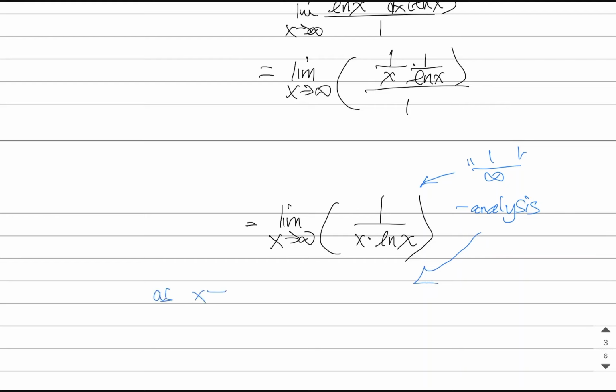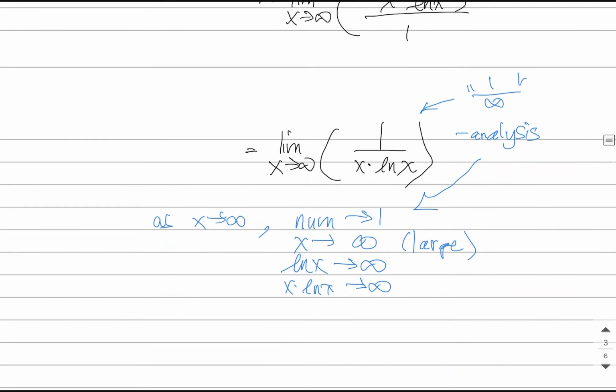And what I mean by that is as x goes to infinity, the numerator goes to 1, x goes to infinity, natural log of x goes to infinity, and their product also goes to infinity, which is just some sort of large number. Now, together, they go to 1 over some very large number, which goes to 0. And in this sense, the limit will be 0.